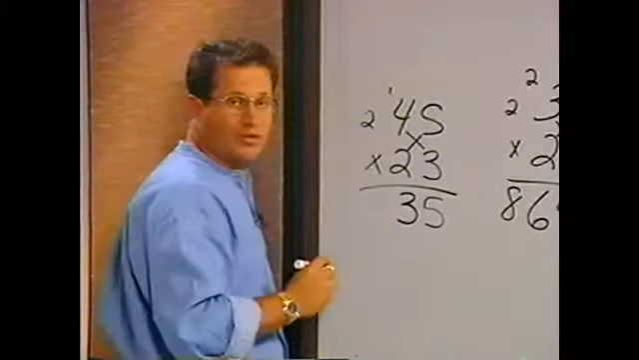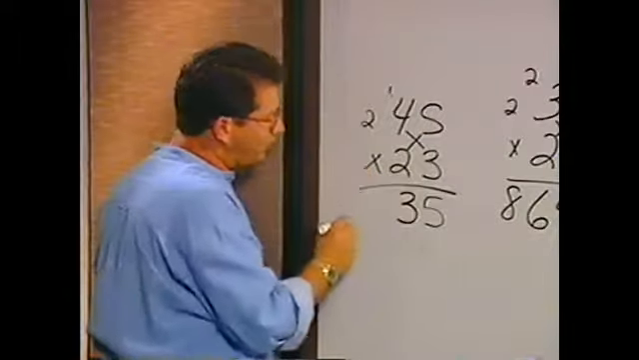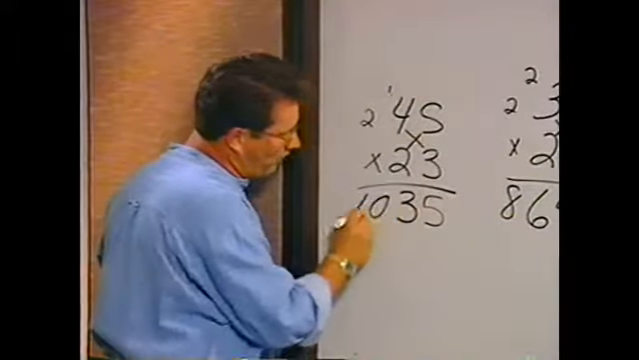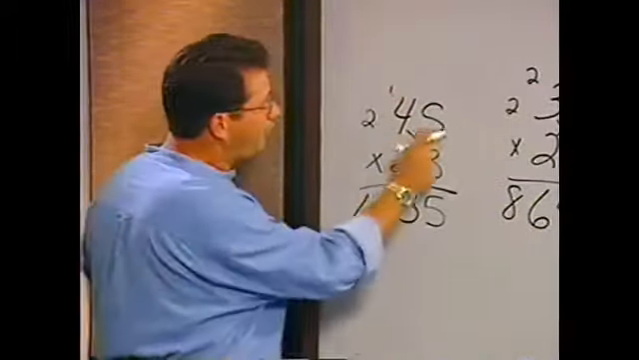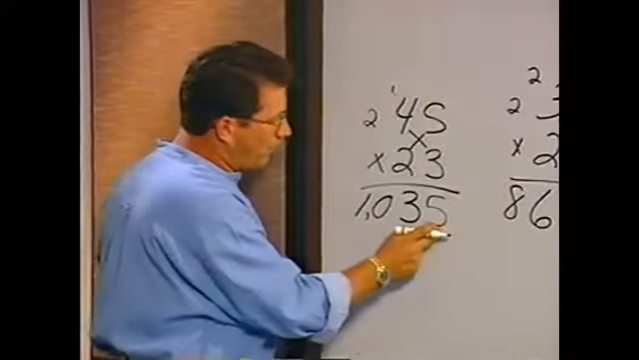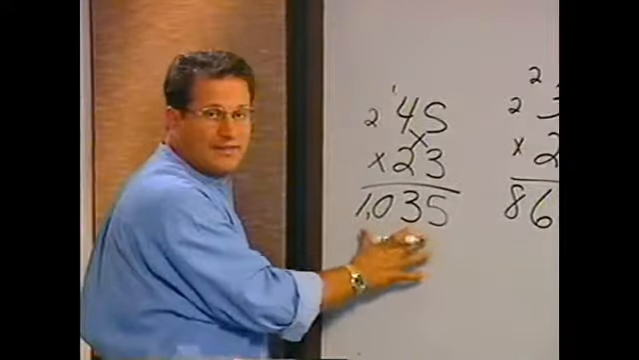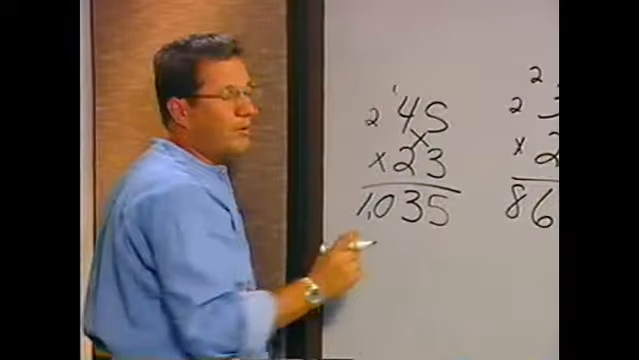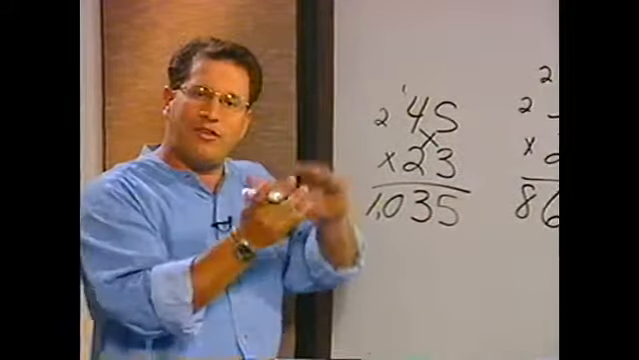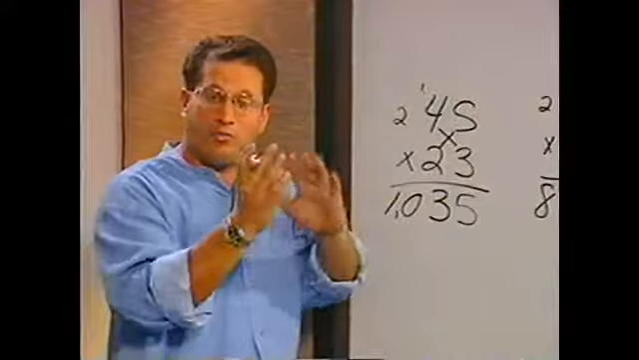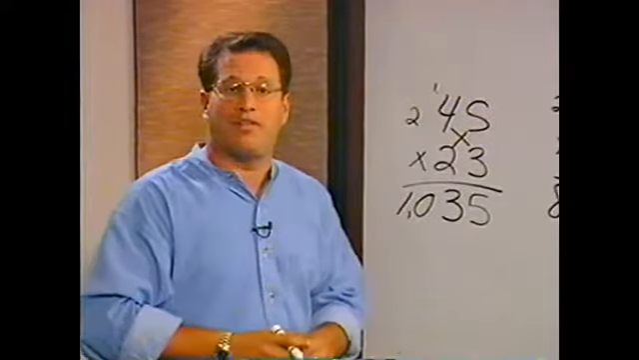What's 4 times 2? 8. Add the 2, and you get 10. 1,035. So the answer to 45 times 23 is 1,035. Look how neat that comes out. You're still carrying, but basically you're learning how to work with ones, tens, and then hundreds by multiplying those groups together one step at a time.